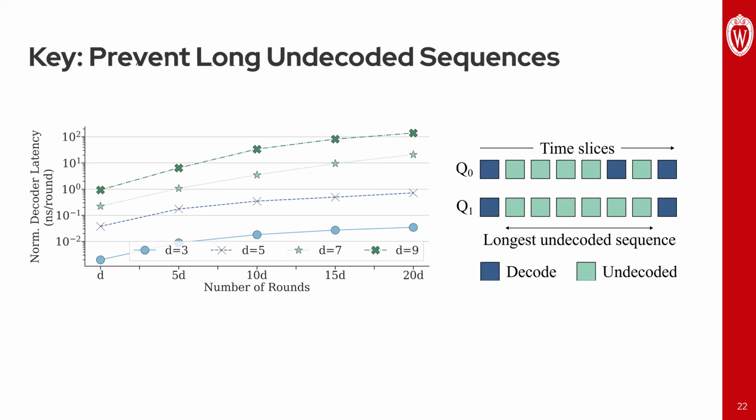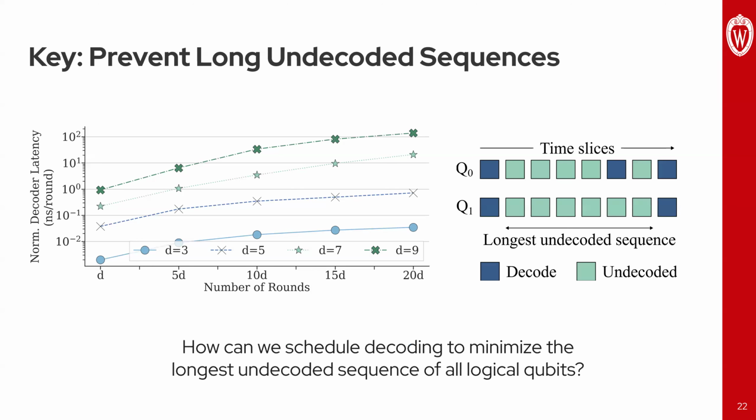Here, all I've done is leave a qubit undecoded for a certain number of error correction rounds. That's the x-axis: D, 5D, 10D, and so on. Then I compute the decoder latency normalized per round. And we see that it's almost exponential. The decoding latency per round increases almost exponentially as you increase the number of rounds for which you leave a qubit undecoded, and this is highly undesirable. So what we want to do is ensure that every qubit is decoded very frequently so that the longest undecoded sequence is minimized. And that's the key question: how do we schedule decoding such that we minimize the sequence length of the longest undecoded qubit?